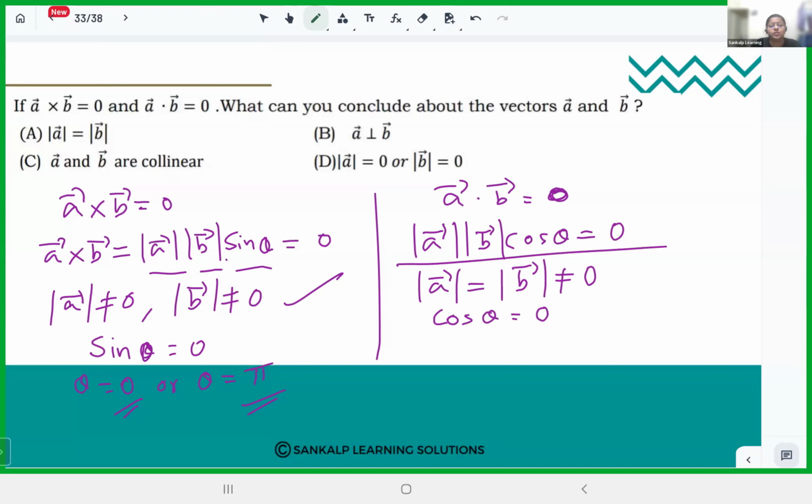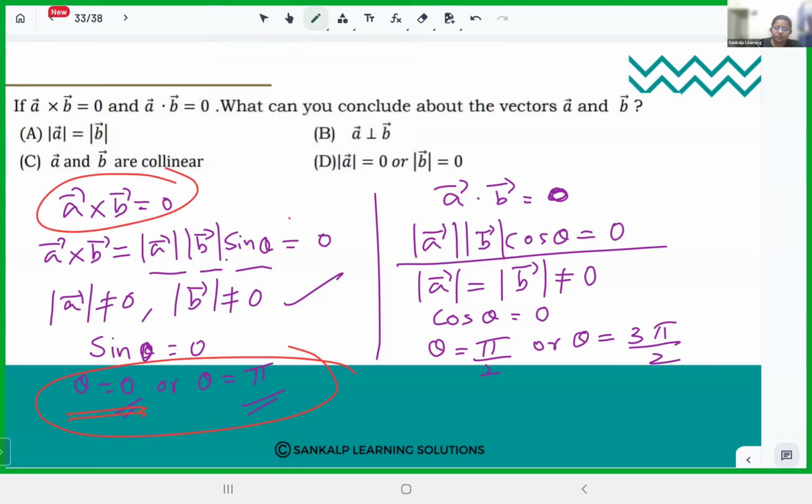For which values of theta does cos theta become 0? When theta is equal to pi by 2 and theta is equal to 3 pi by 2. So these are the values in which cos theta becomes 0. Is this condition possible together? If the first condition is to be satisfied, then theta should be either 0 or pi. There are only two options, 0 or pi.